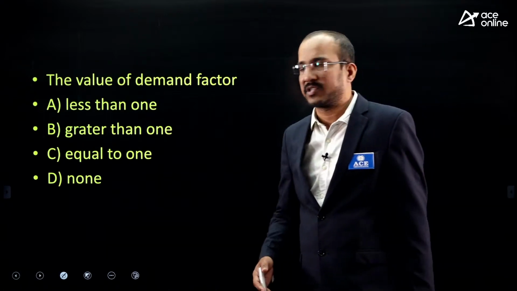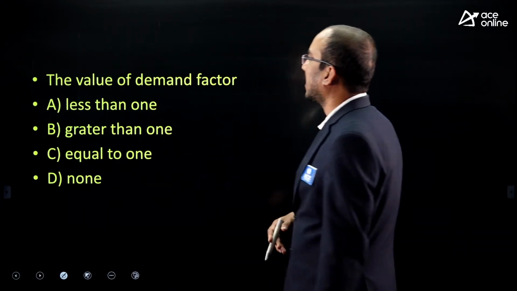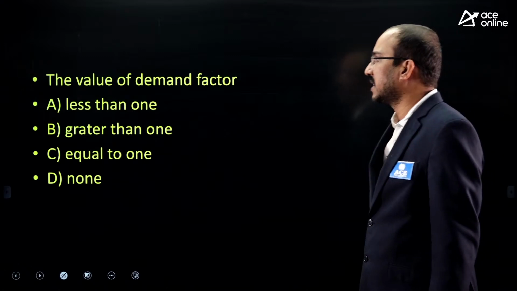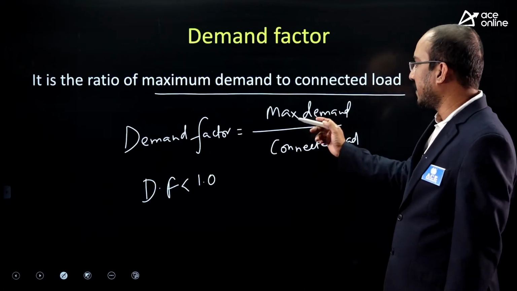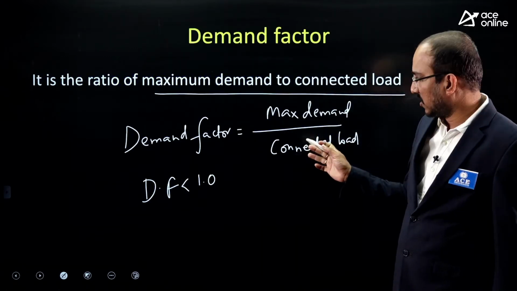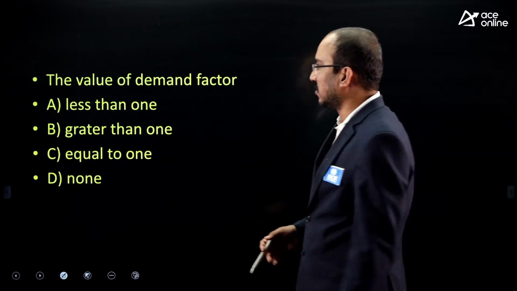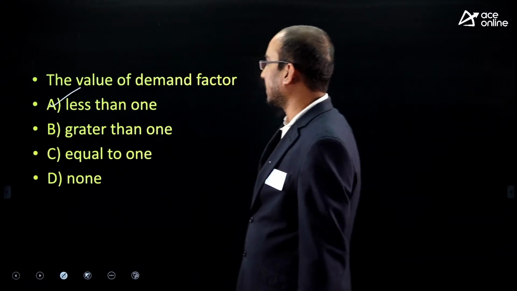Now let us observe some questions like this. This type of questions can be asked. What is the value of demand factor? Less than 1, greater than 1, equal to 1, none. So demand factor is nothing but maximum demand by connected load. Connected load will be greater than maximum load. So it will be less than 1.